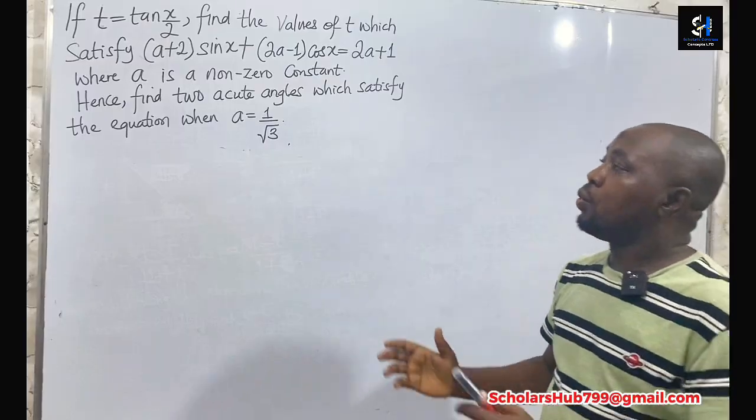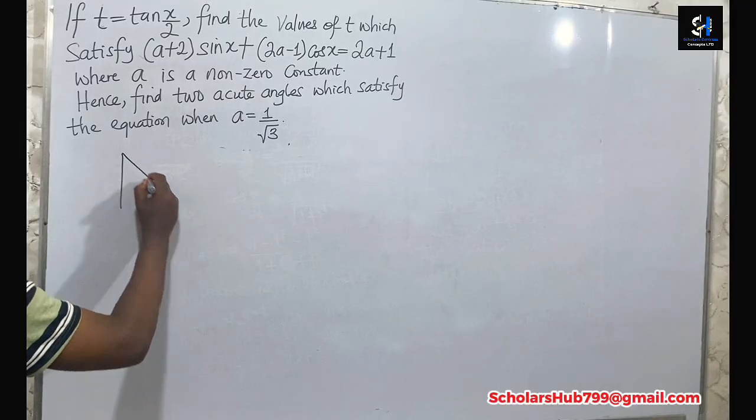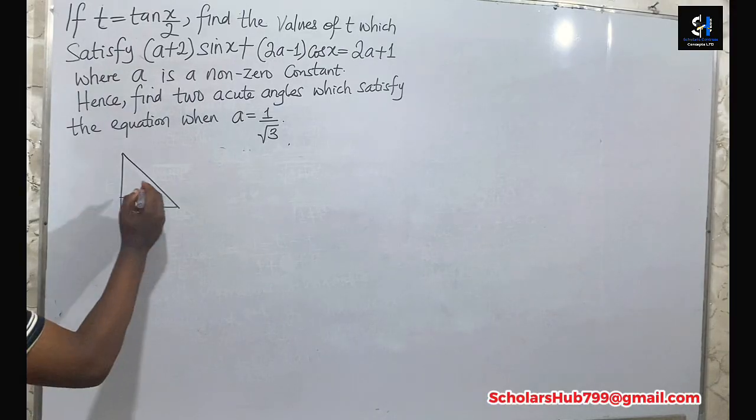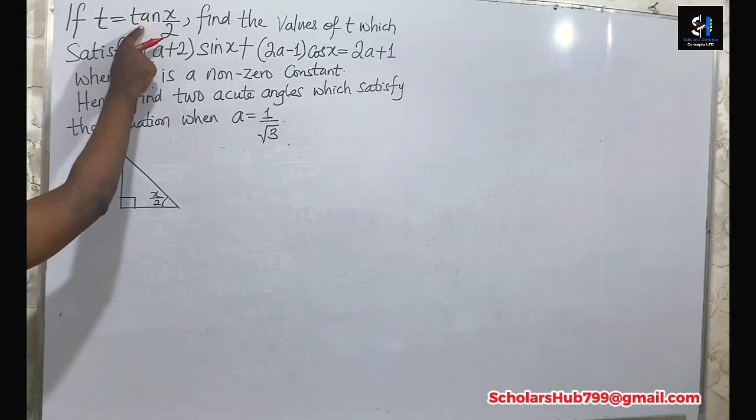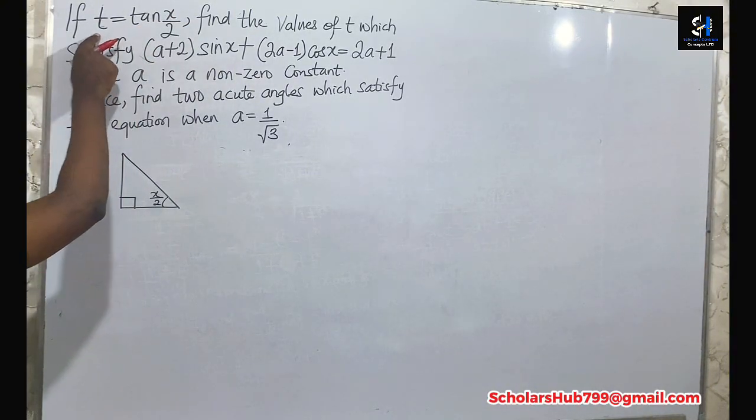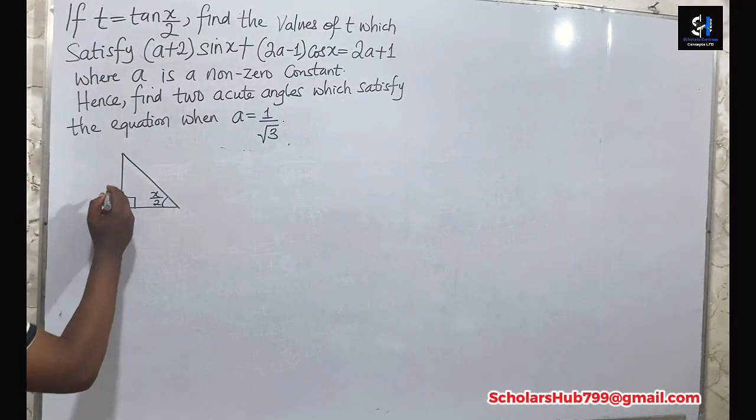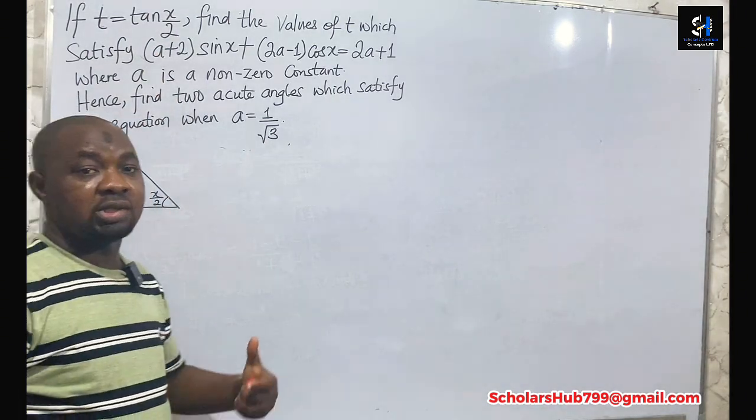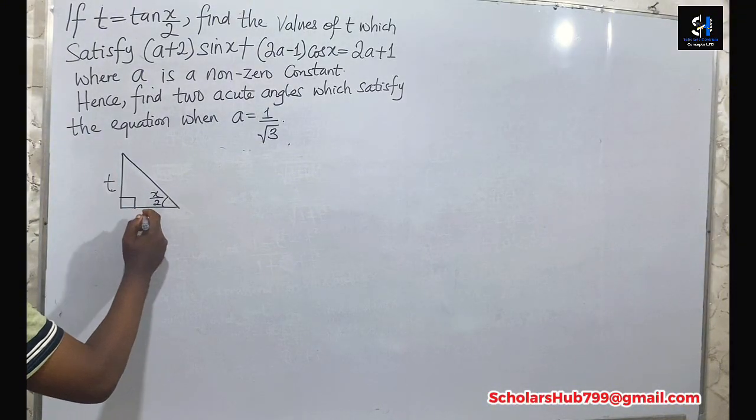Now we know that if we use a right angle triangle where the given angle is x over 2 according to the question, and tan x over 2 is equal to t, we can write this as a fraction, t over 1. According to the definition of tangent, which is opposite over adjacent, the opposite will be t and the adjacent will be 1.